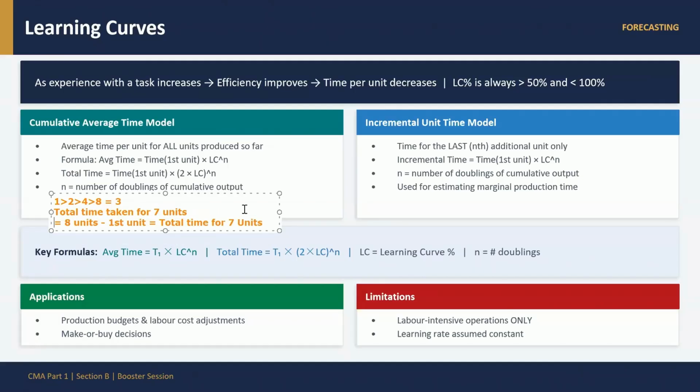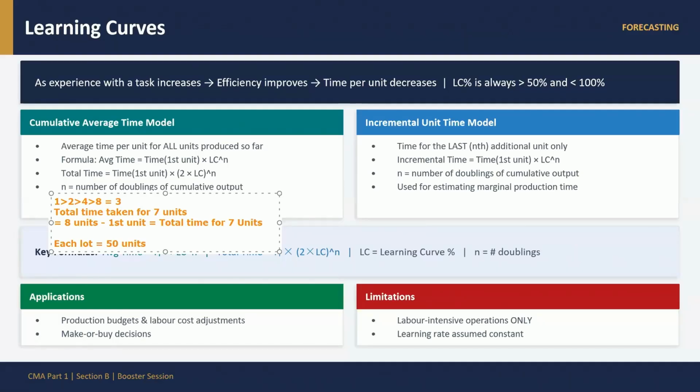Then if it is in terms of batches, they will give you in terms of lots, and you convert to units. Assume the same question for lots, and let us assume each lot consists of 50 units.